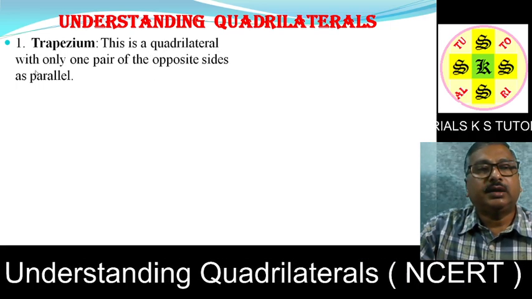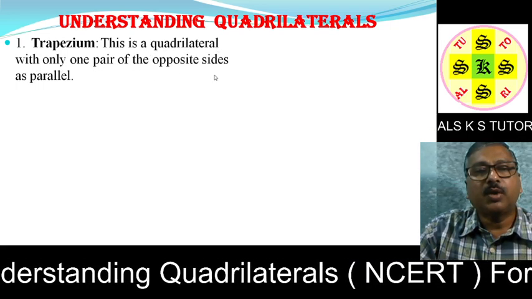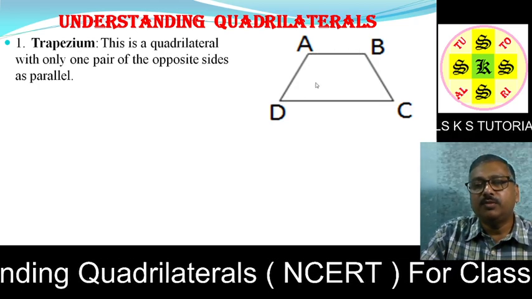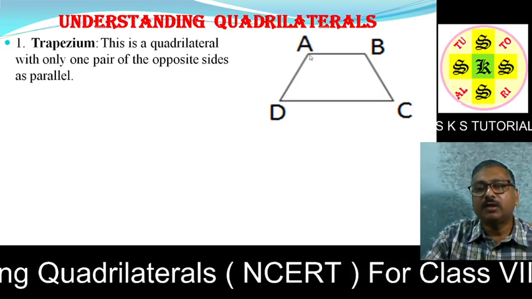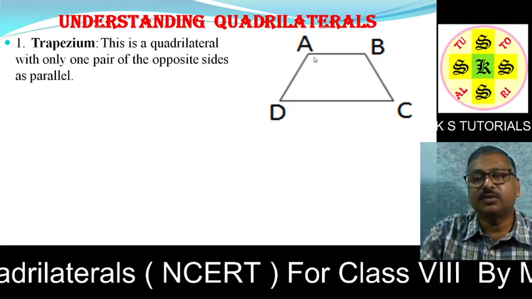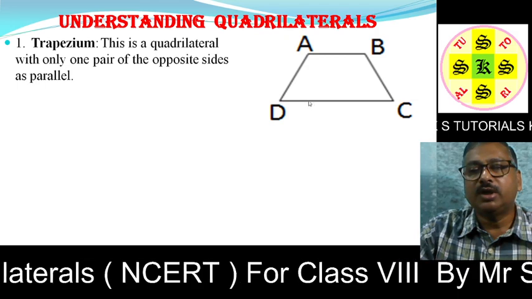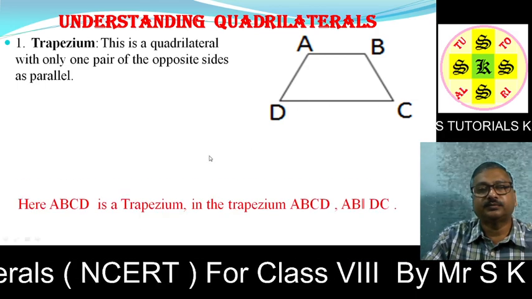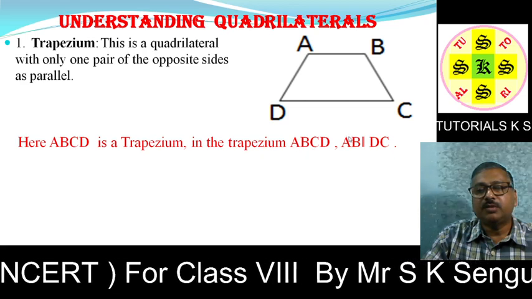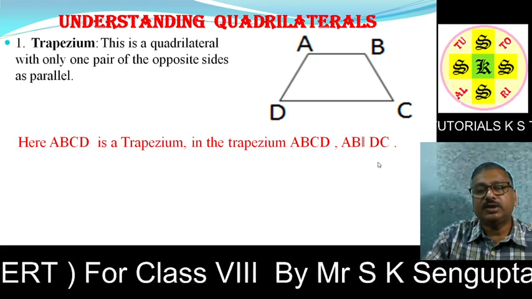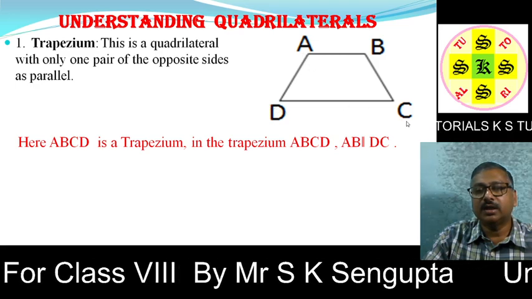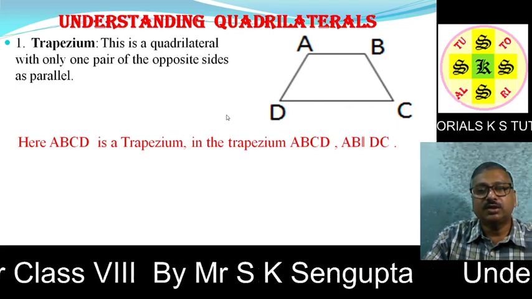A trapezium is a quadrilateral with only one pair of opposite sides parallel. Now what is parallel? We must know AB and DC are parallel. Parallel means if we extend them they never intersect. This is the definition of parallel. So here AB is parallel to DC. So here ABCD is a trapezium. In the trapezium ABCD, AB is parallel to DC. So this is a trapezium.